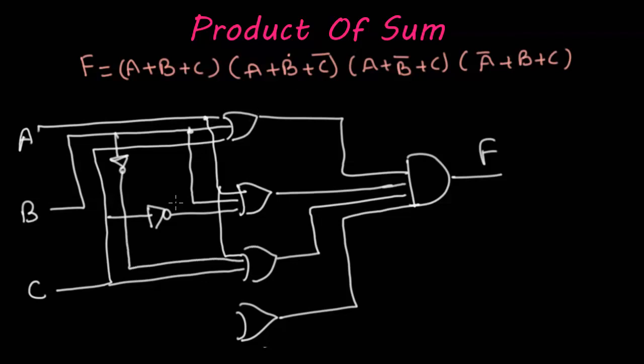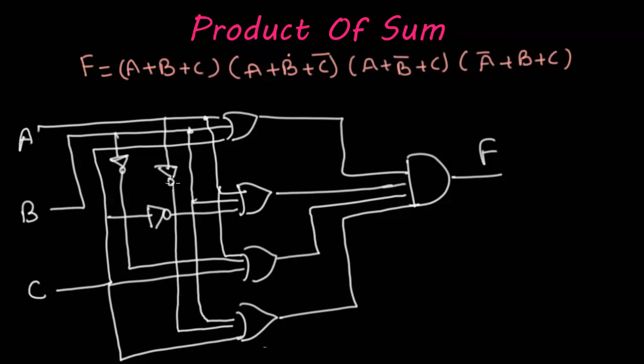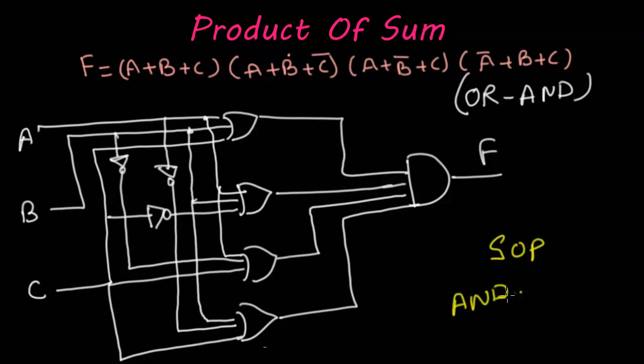And then we have A bar plus B plus C. So again we have C. Let me extend the wire from B, and then I have A bar over here. So this is the circuit diagram of my product of sums, which is an OR and logic, where my SOP represented was the AND OR logic, because it was a combination of AND gates and then the outputs were ORed together.